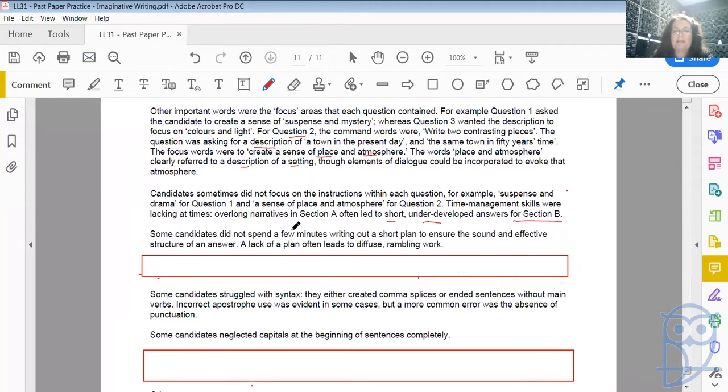Some candidates did not spend a few minutes writing out a short plan to ensure the sound and effective structure of an answer. A lack of a plan often leads to diffuse or scattered rambling work. Some candidates struggled with syntax, sentence structure. They either created comma splices, that's where you have two full sentences that should be complete sentences on their own, but instead they're joined by a comma, or ended sentences without main verbs. So a full idea was not there.